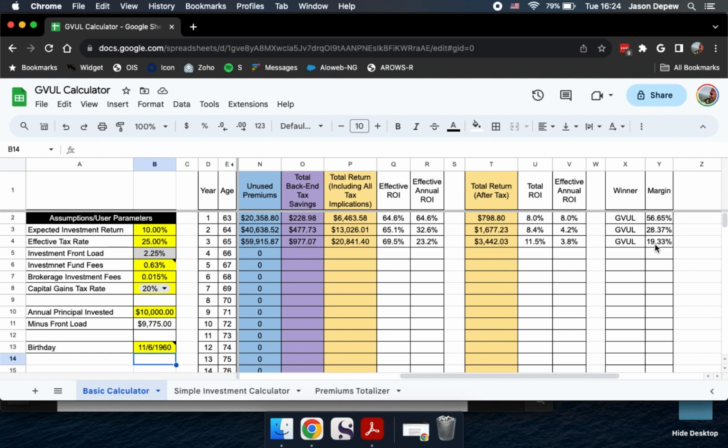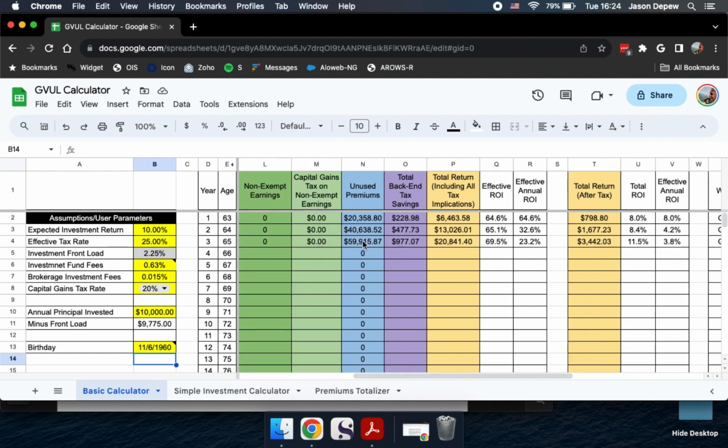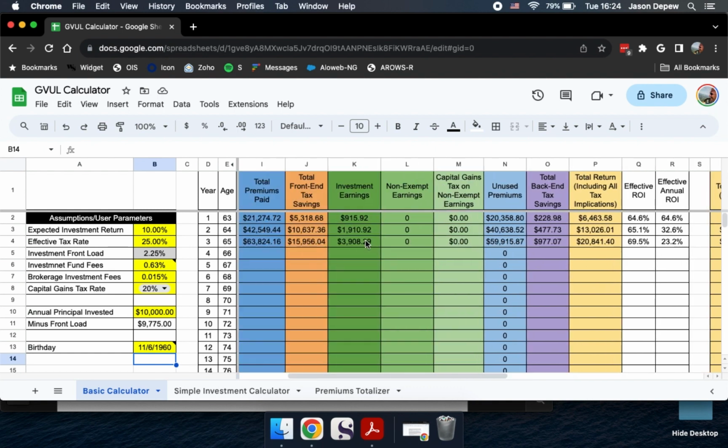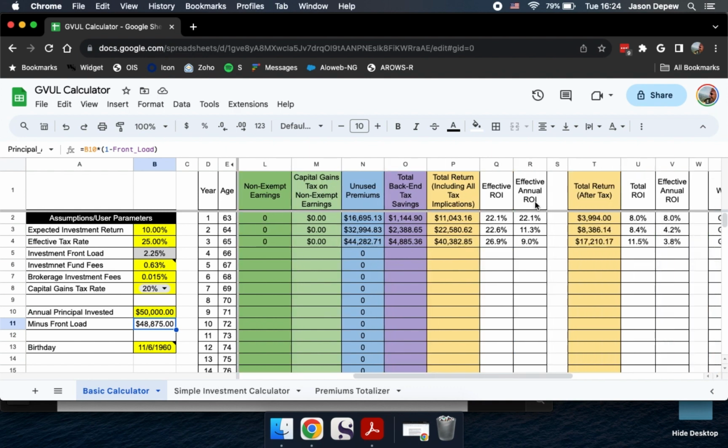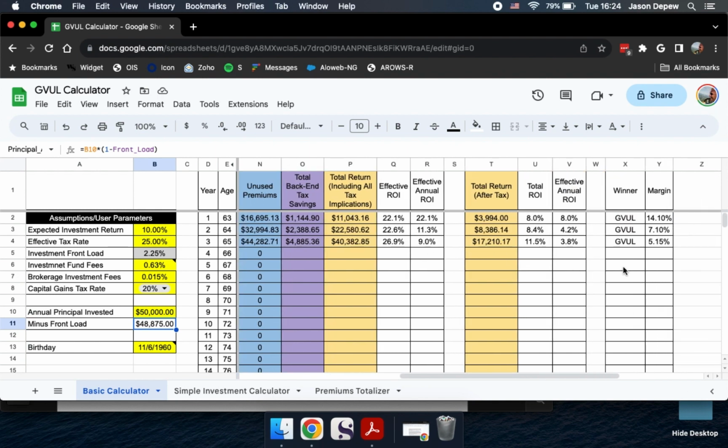That's really impressive. Now you've got all these unused premiums, right? So what if we adjusted to try to use up some of those? There's 60,000 in unused premiums. Let's try to put 50,000 a year into this plan. As we go through that, you still end up with 44,000 in unused premiums. So it didn't really even make a dent in those unused premiums. Now your effective annual return on investment did decrease in the GVUL, but it's still significantly better than what you get in a regular brokerage account.